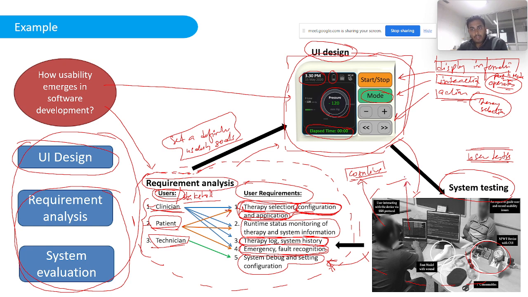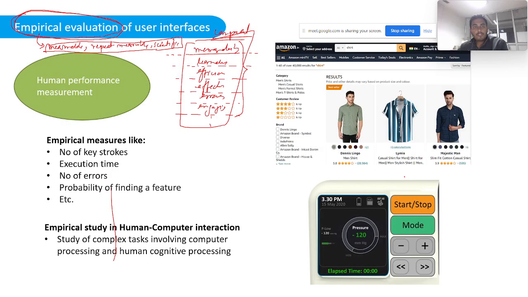So there should be some way we can empirically record that information about system testing, and later take those inputs and improve our design, and then check again on those parameters to see whether we have achieved any improvement or not. Okay. So for that reason we need to measure human performance. Human performance measurement is one way of doing it.